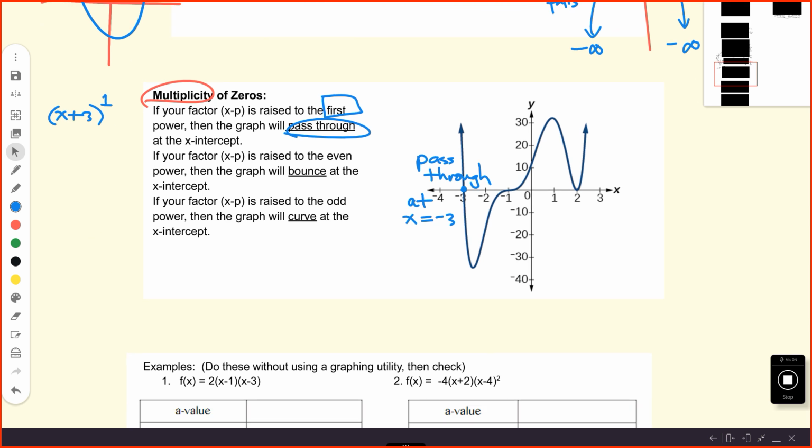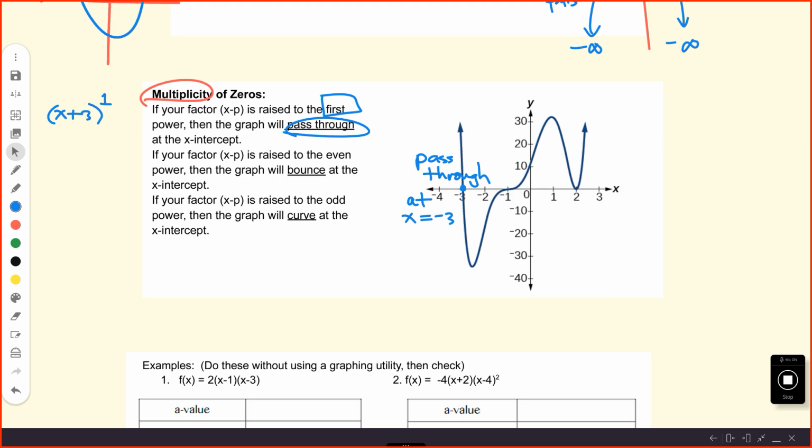If your factor, x minus b, is raised to an even power, the graph will bounce. For example, because at this point the graph bounces at x equals 2, I can write this as x minus 2 raised to an even power. It can be 4, it can be 6, as long as the exponent is even. So I can write this as bounce at x equals 2.